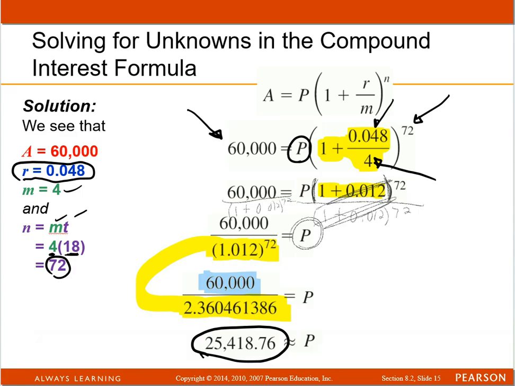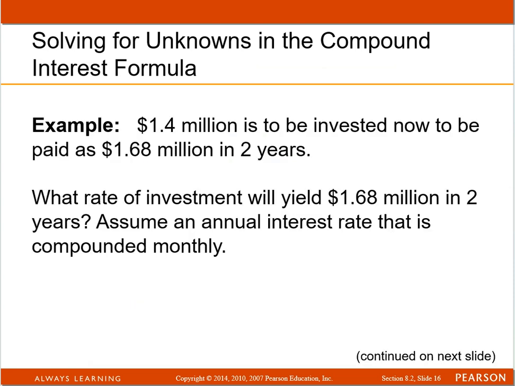But that's based on quarterly at 4.8%. If you can find a bank that'll give you a higher interest rate and compound it more times than just 4, you want to go for daily if you can find it. That's the best deal. Now, what's the next slide say? Another example. Okay, 1.4 million is to be invested now to be paid as 1.68 million in 2 years.